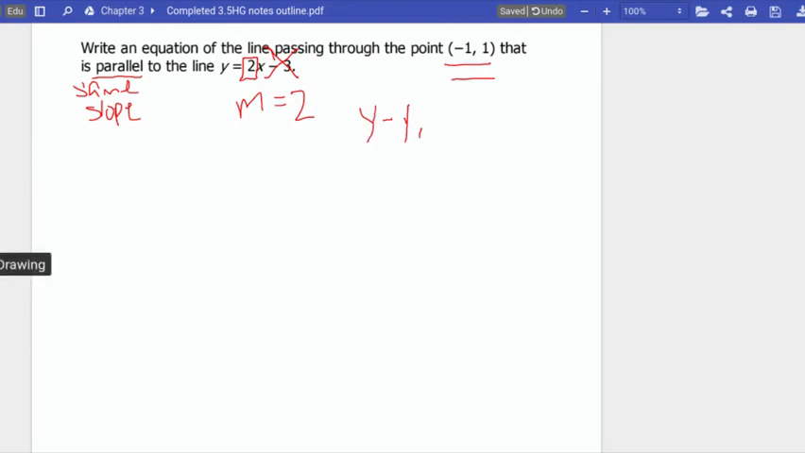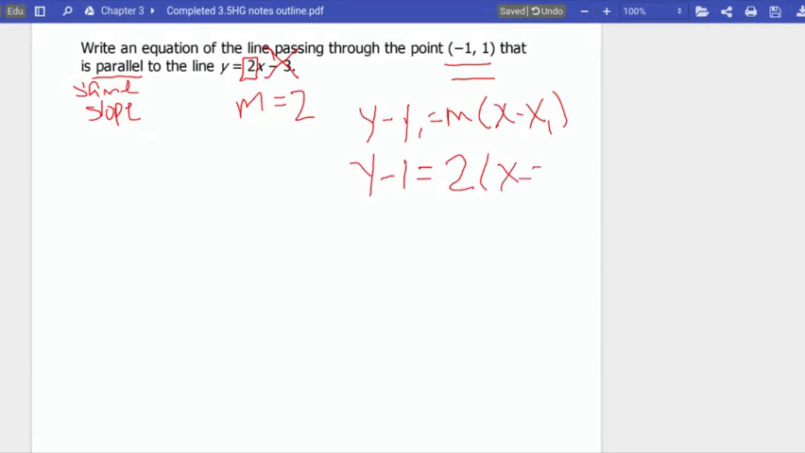So y minus y1 equals m times x minus x1. So I'd have y minus my y1, which would be 1, equals the slope, which is 2, times x minus x1, which would be -1. So that'll change to a plus. So I'd have y minus 1 equals 2 times x plus 1. So if they said to write my answer in point slope form, this would be the answer.